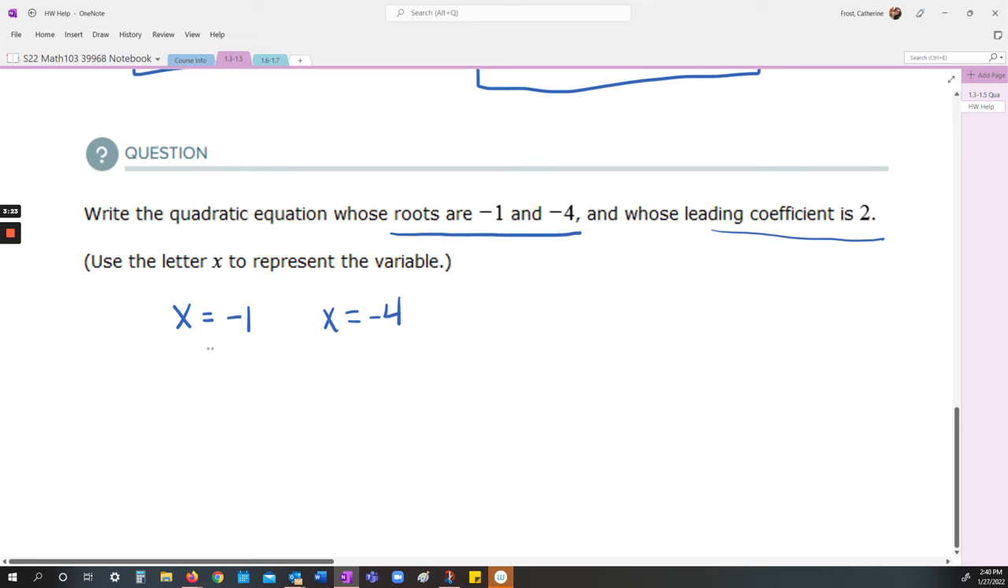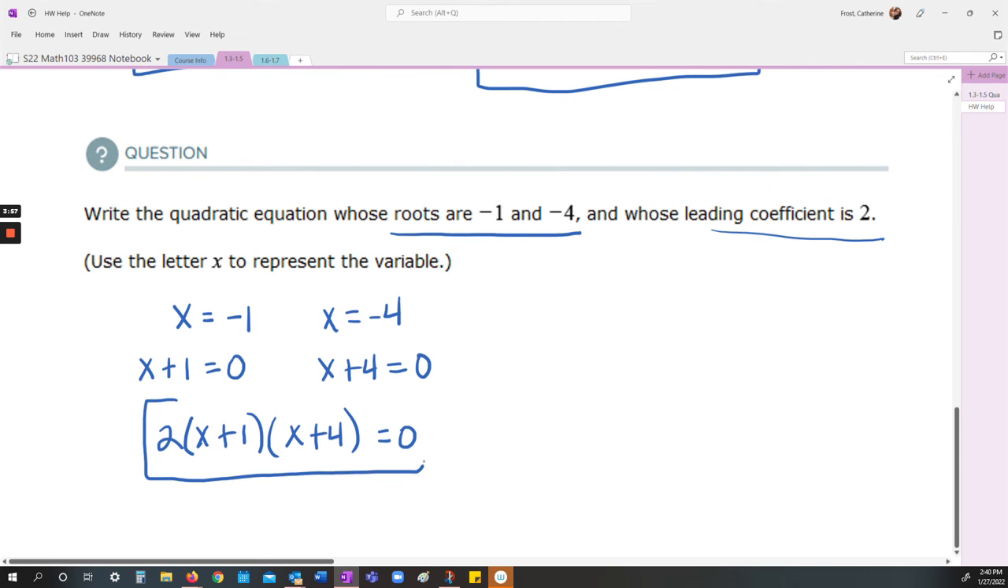So now when we unsolve, add 1 to both sides, we get x plus 1 equals 0. So the sign always changes when you go from the solution to the factor. So then over here it'll be x plus 4 equals 0. So then our equation is each of these factors, so x plus 1 and then x plus 4, all in parentheses, equals 0. And you can go ahead and just throw that 2 on because they told us that 2 was the leading coefficient. And so that should be the final answer, but just in case, I'll go ahead and multiply it out.